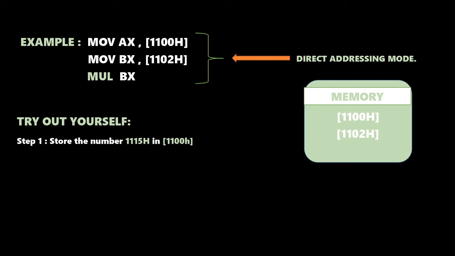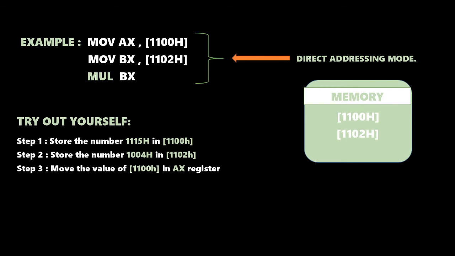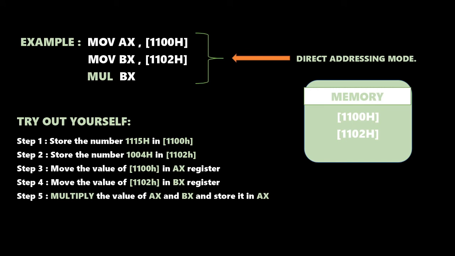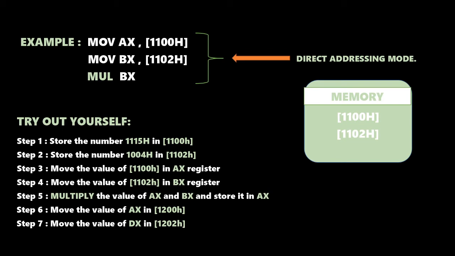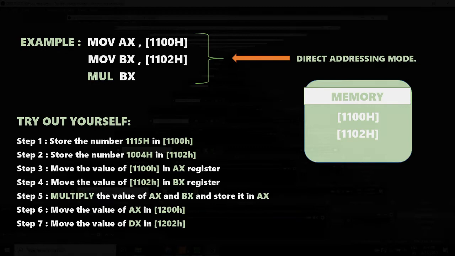Now I want you to try one by yourself, and if you don't have time, you can follow on. Step 1 is to store the number 1115H in the location 1100H. Step 2 is store the number 1004H in 1102H. Step 3 is to move the value of 1100H in AX register. Step 4 is move the value of 1102H in our BX register. Step 5 is to multiply the value of AX and BX. Step 6 is to move the value of AX in 1200H, and step 7 is to move the value of DX in 1202H. So you can pause the video if you have time, otherwise you can follow along.